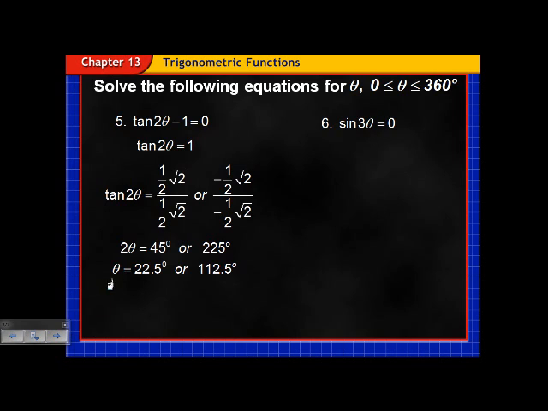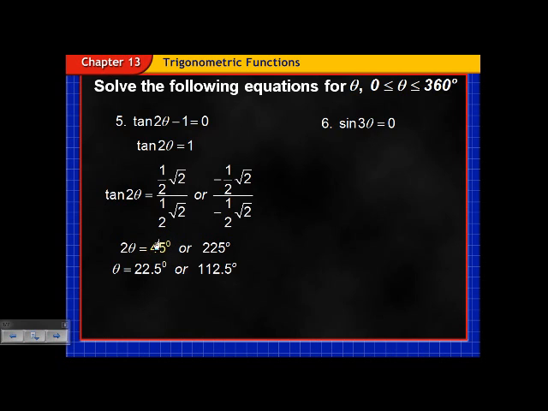Now, this 2 theta isn't too hard right here, but it actually makes the problem very tricky. We're trying to find all the angles between 0 and 360. But because I'm dividing those by 2, I can actually go all the way up to 720 with these. So here's how I'm going to find the others that work. I'm going to think about going around the circle more than once.